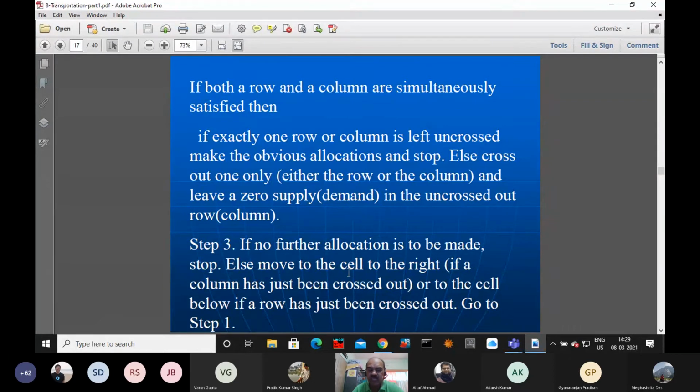Step 3: if no further allocation is to be made, stop. Else move to the cell to the right if a column has just been crossed out, or to the cell below if a row has just been crossed out, and go to step 1. Okay, that is step 3. We'll discuss with some example.